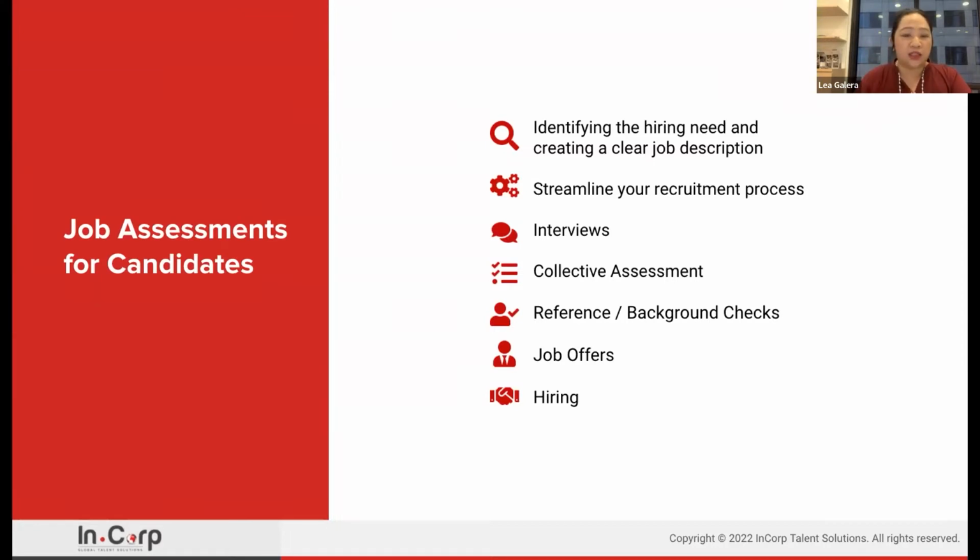The next one is you actually have to streamline your recruitment process. I think one of the hardest parts or like the most challenging aspects of HR is really not in managing the people, but it's more of the recruitment, because before you can manage people, you need to hire the right people first. So you have to create a very streamlined recruitment plan. You need to put in your timeline, your resources, your budget, the people that will be involved in the recruitment process. And also you need to be able to, again, identify the hiring need and create a clear job description.